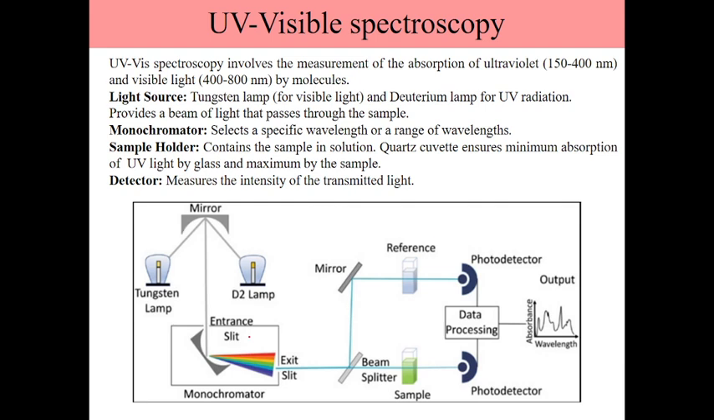See, look at this figure. You are using a tungsten lamp for normal visible light. They are using a normal tungsten lamp, alright, for this visible light. And then they are using a deuterium lamp for UV radiation. That is represented as D2, okay, because deuterium is D2, right? So then it provides a beam of light that passes through the sample.